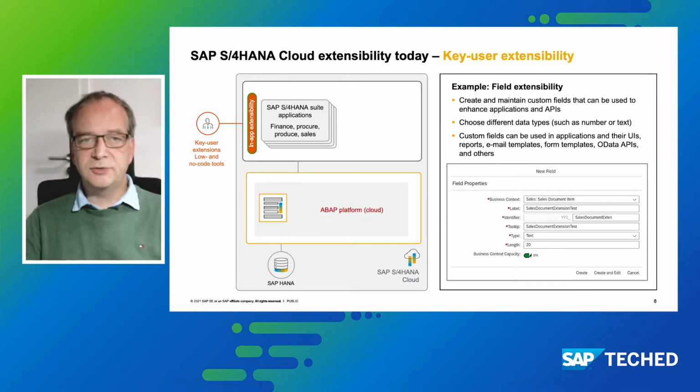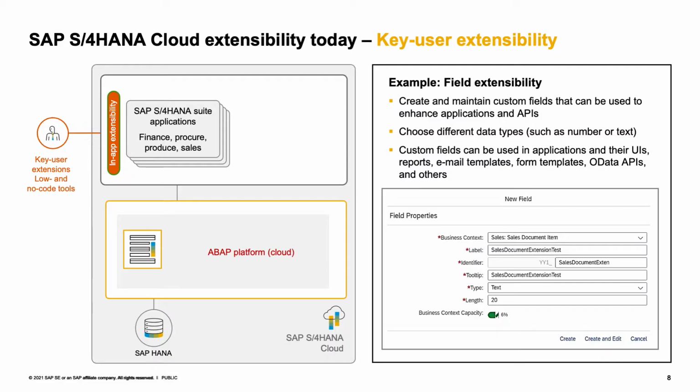On the left-hand side, you see a simplified stack of SAP S/4HANA with our platform on a database underneath, and the different applications from SAP S/4HANA on top. And directly integrated into that one, we have the key user extensibility, custom fields. From there, it's possible to navigate into a very simple dialog for field extensibility. It allows you to create and maintain custom fields to be used in the application, and which enhance the application. It's a very simple thing.